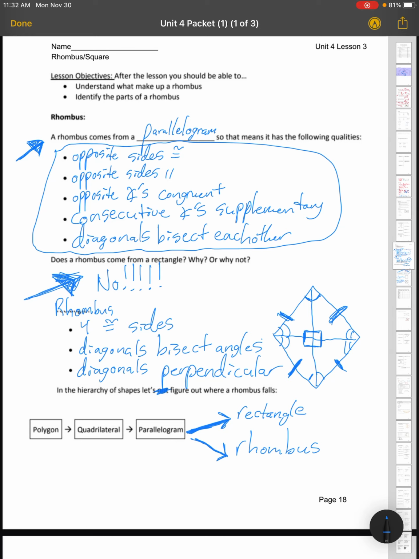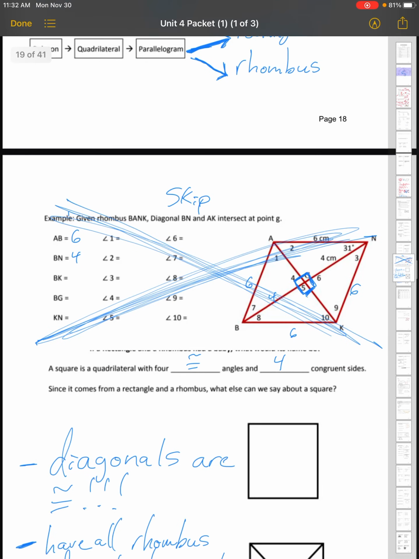So the additional properties would be that there are four congruent sides, the diagonals bisect the angles, and the diagonals are also perpendicular when they intersect. The same properties still follow. Again, it has all the properties from a parallelogram. So this is congruent to this. This diagonal piece is congruent to this diagonal piece. So don't forget about the things we've learned from the parallelogram. They still apply. Now, if we look down here, we're going to skip this section right here.